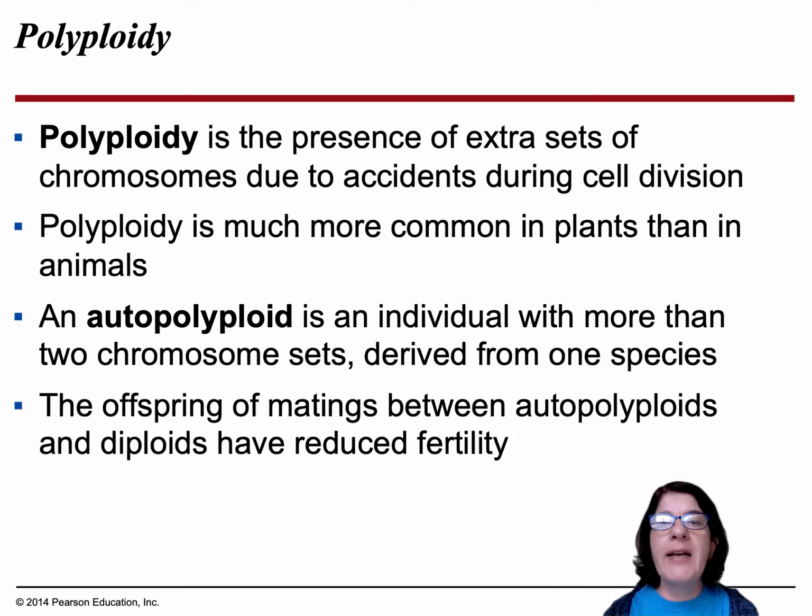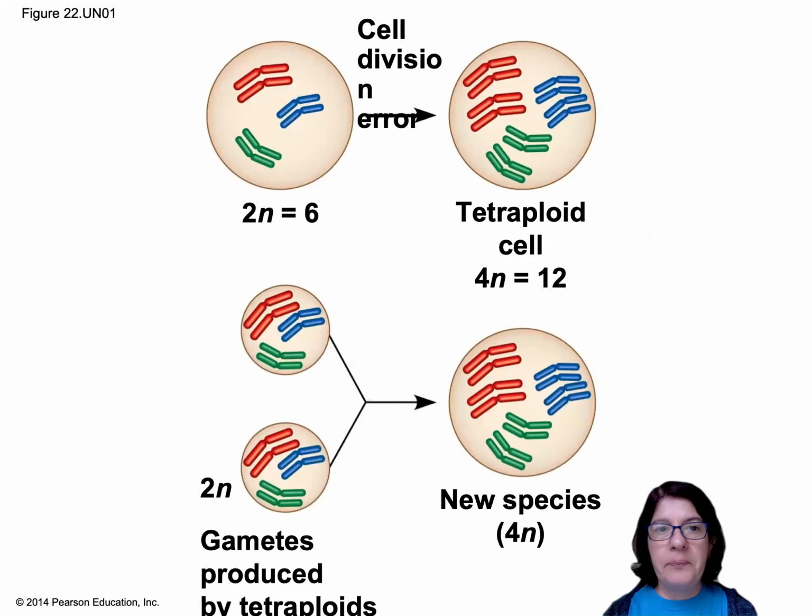Polyploidy is the presence of extra sets of chromosomes due to accidents during cell division. And you know, accidents happen, we've talked about that. Polyploidy is much more common in plants than in animals. An autopolyploid is an individual with more than two chromosome sets, which are derived from the same species. And the offspring of matings between autopolyploids and diploids have reduced fertility.